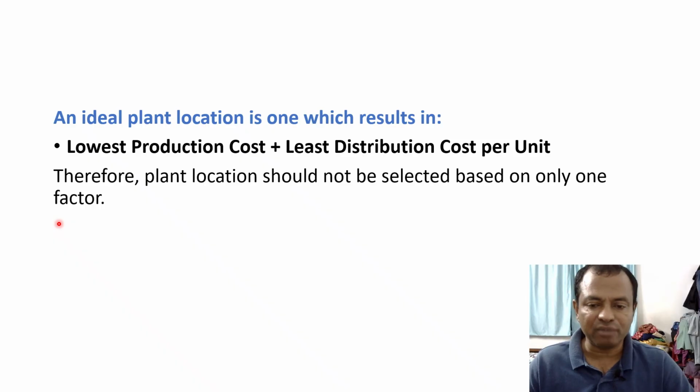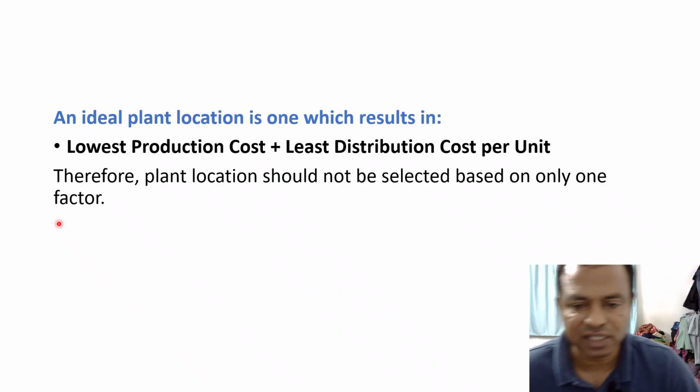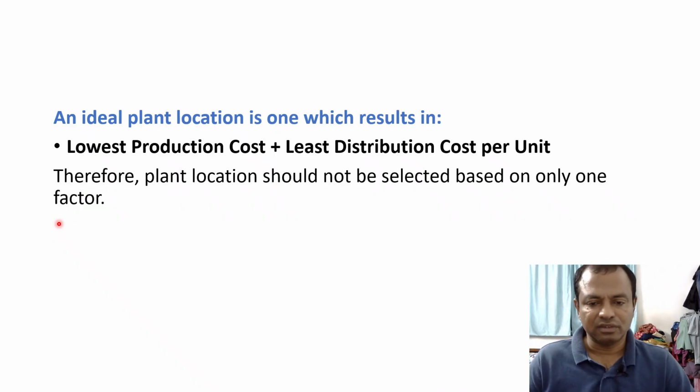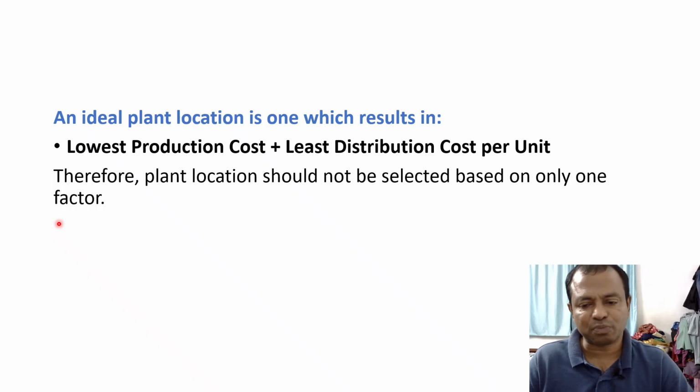There are many factors that should be considered before choosing a particular plant location. Not only the factors explained earlier, but also the production cost as well as the distribution cost have to be considered while choosing a plant location.